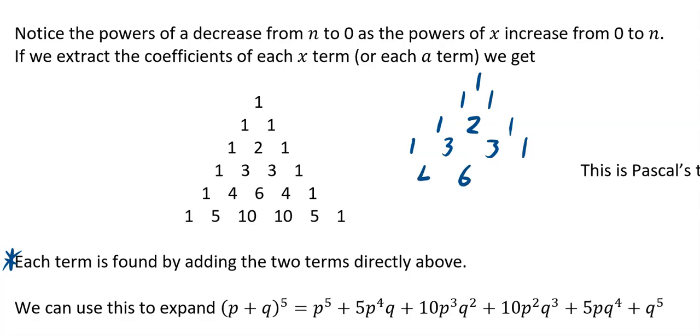Between your 1 and your 3, you're going to have a 4. Same over here. Between your 3 and your 1, you're going to have a 4. You've got 1 either end. And between your 4 and your 6, you're going to have a 10. Between your 6 and your 4, you're going to have a 10. Between your 4 and your 1, you're going to have a 5. You're going to have 1 in the end. Between your 1 and your 4, you're going to have a 5. And you're going to have a 1 in the end.